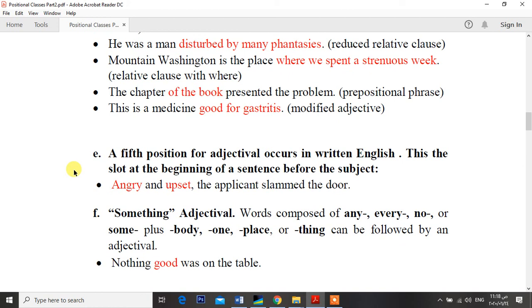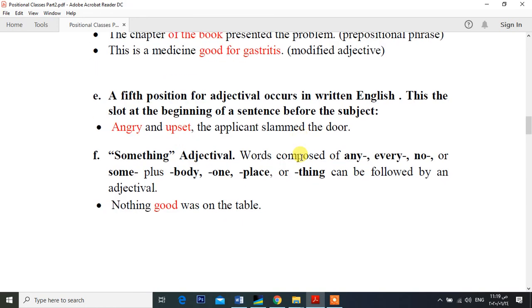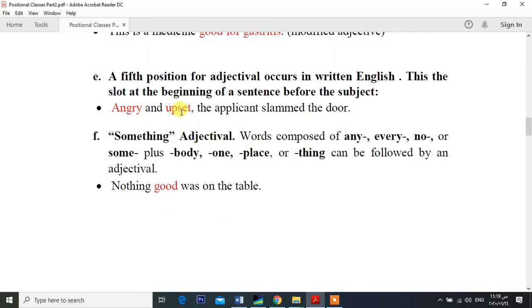We have taken A, B, C, D, and let's move to E. The fifth position for adjectivals occurs in written English. This is the slot at the beginning of a sentence before the subject. Angry and upset, the applicant slammed the door. So here is the position of adjectives before the subject. Angry and upset are adjectives, and their position is before the subject, which is the applicant.